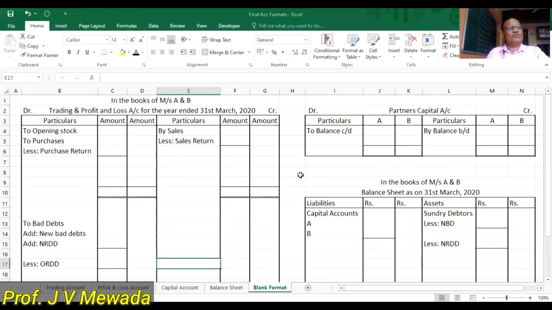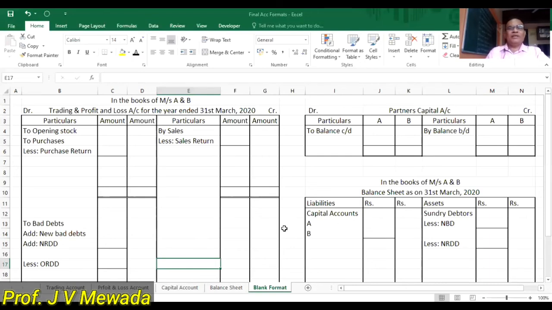Now, if this is not suitable to you, then on one page you open the trading account, on another page the profit and loss account, on the third page the partners' capital account, and on the fourth page the balance sheet. You have to practice with the board sheet. In the board exam, another type of answer sheet is given to you. So you have to see that particular answer sheet and practice in that answer sheet how you can do the final accounts in that. So how you can record these formats in the final accounts.